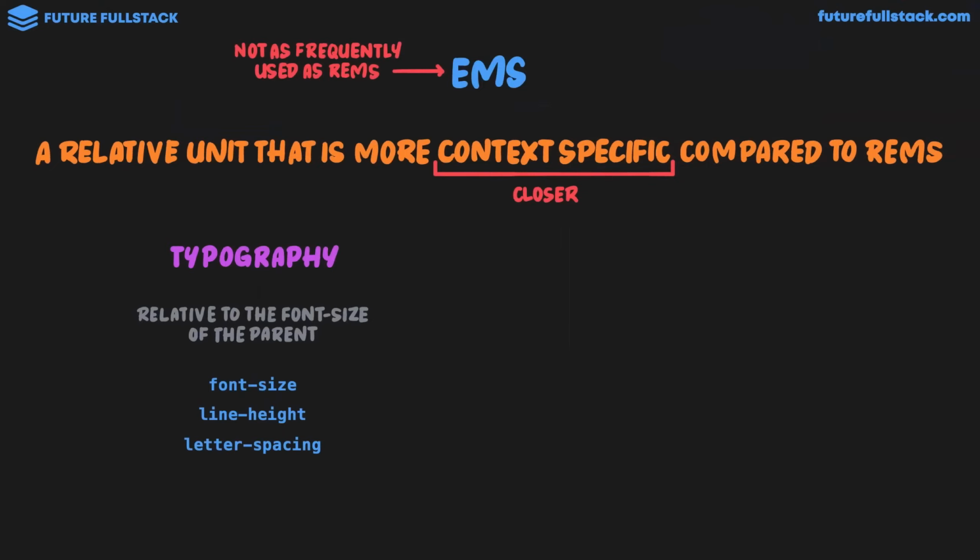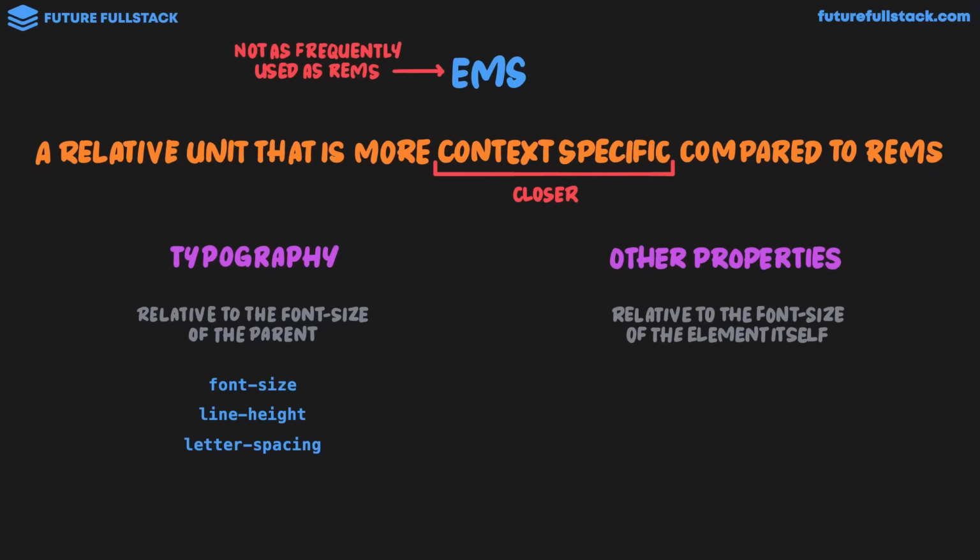Now, in addition to typography, we can apply ems to other properties. And these are relative to the font size of the element itself. Common properties include width, height, margin, and padding. That is, box model properties. Let's play around with these in VS Code.